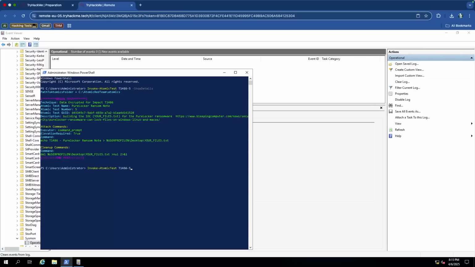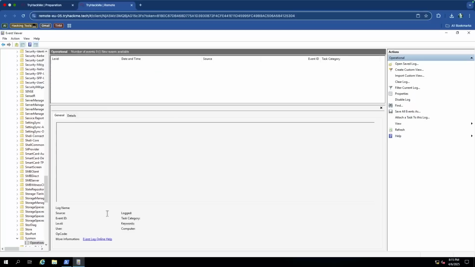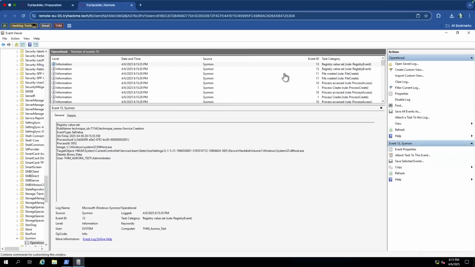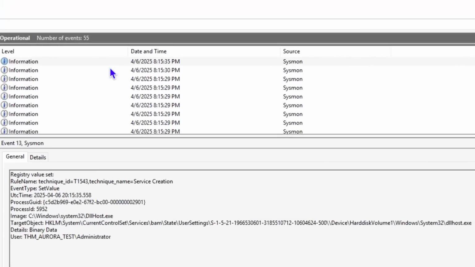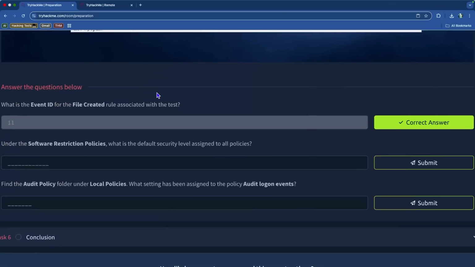So now I'm going to run the test, and there we go. It ran it, and now there should actually even be a file on the desktop that's been created. There we go, your file that encrypted, or the txt file or whatever. And now we can see that we actually have new events that are available. So we're going to click on refresh, and it's going to show us our new events, and we have 55 events now.